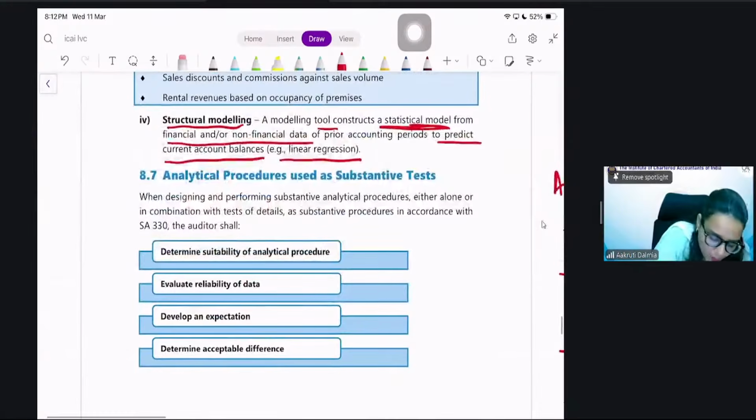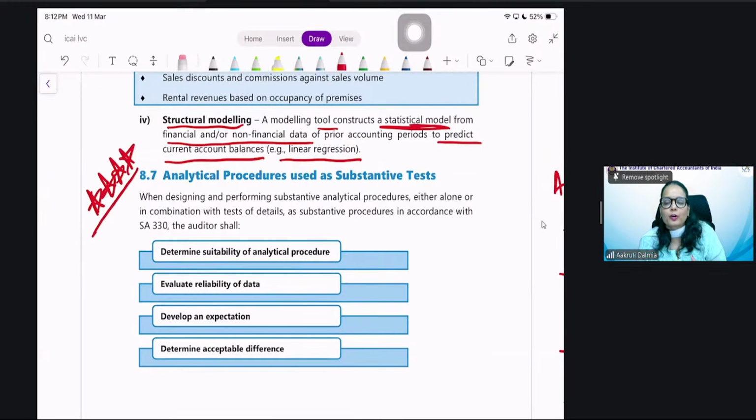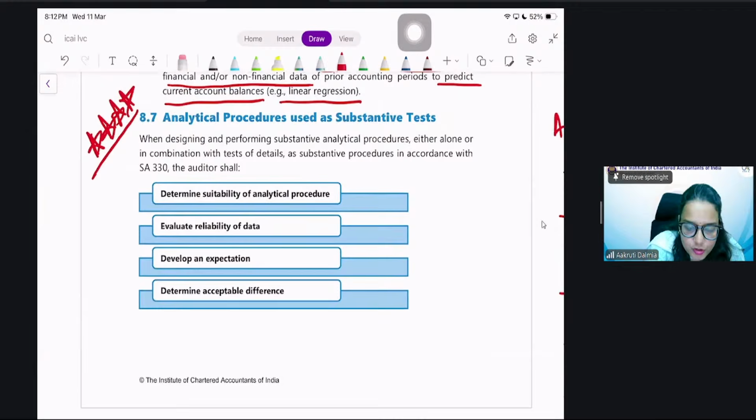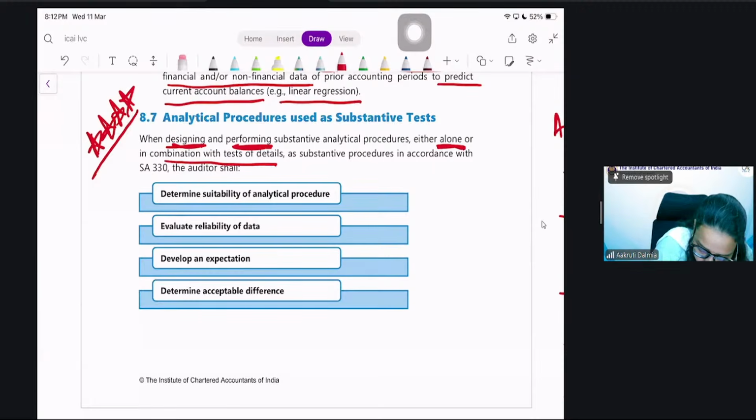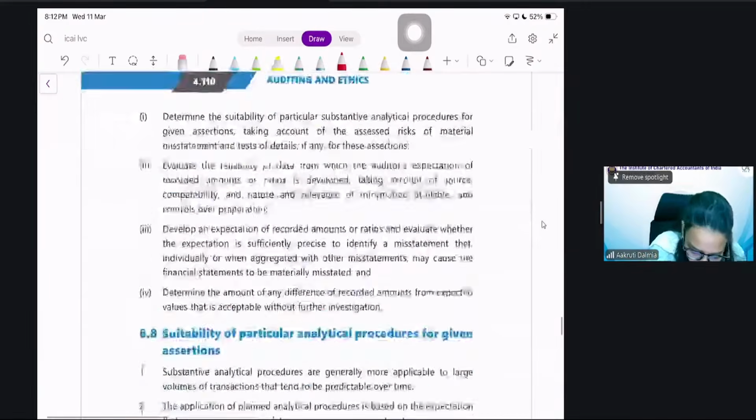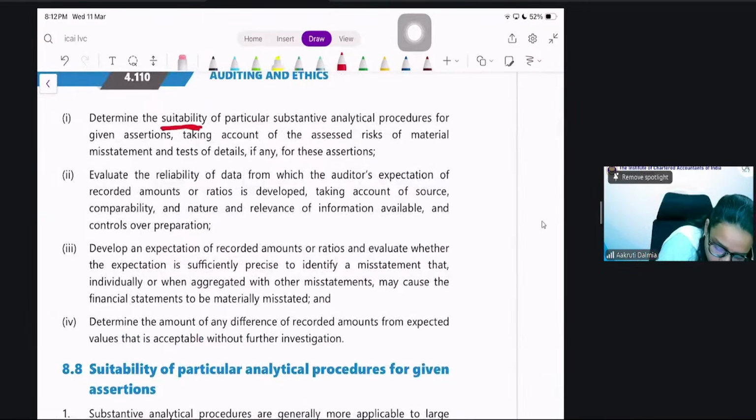Now mark this answer as the most important theory answer of the chapter. This is the most important theory answer of SA 520. So analytical procedure used as substantive test. While designing and performing analytical procedure either alone or in combination with tests of details, you have to do the following. Okay. So determine suitability for given assertions, taking account of assessed risk of material misstatement and test of details.